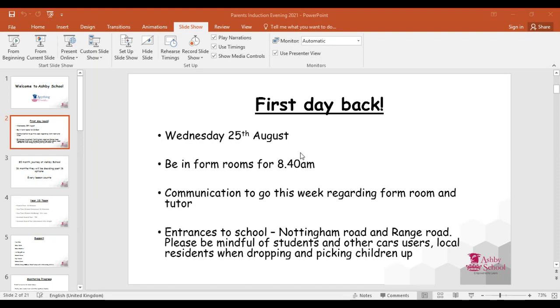Regarding getting into school, we have two entrances. We've got one entrance on Nottingham Road, and the other is the turnstile entrance, which is near the old post box on Range Road. We also have students who come in on the buses and come to the bottom of school on Range Road via the bus park. If you are dropping children off in your cars on your way to work, please be mindful of other students. It is a busy school. We've got a lot of students, and a lot of those students walk into school and can be found on local pavements and areas around school. So please be mindful of those, and please be mindful of local residents, not parking across their driveways when you're dropping and picking your children up.